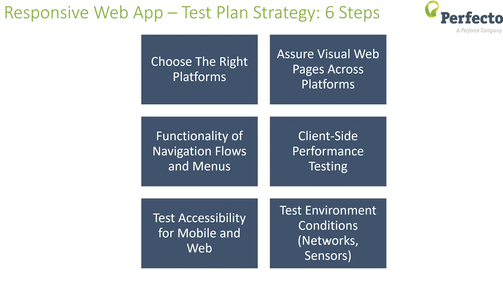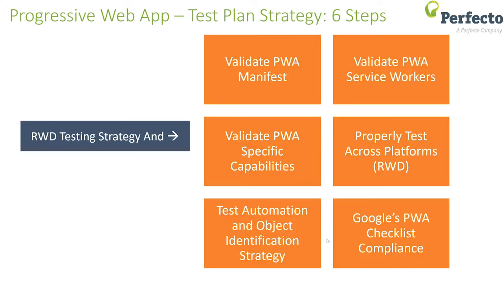Nothing changes here. In addition, you want to add these top 6 considerations to your responsive web, which are specific to PWA. And these are testing for the manifest validity, testing the service workers. I will give you a few examples in the upcoming slides. Validation of the PWA specific capabilities on a mobile device. Again, I will give you a few examples pretty soon.